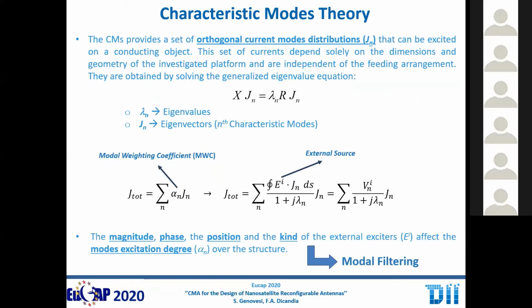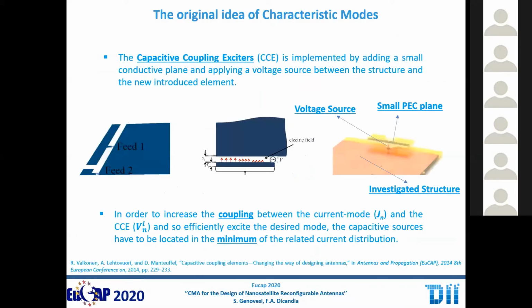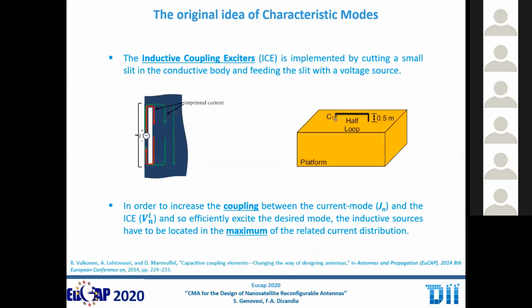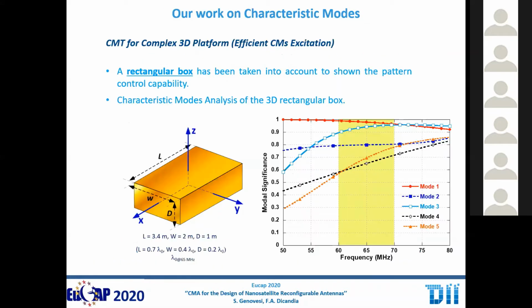So basically, we know already that there are two kinds of exciter. The capacitive exciter, which we need to put on the minimum of the related modal current distribution, and the inductive coupling exciter, which we have to place on the maximum of the related modal current distribution. So we can have a half loop in this case, or a small slot on the platform. So we have some previous experience on applying characteristic mode theory on three-dimensional platforms.